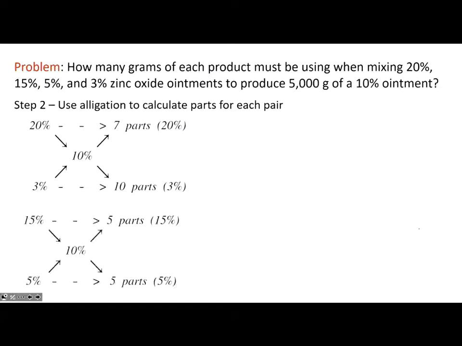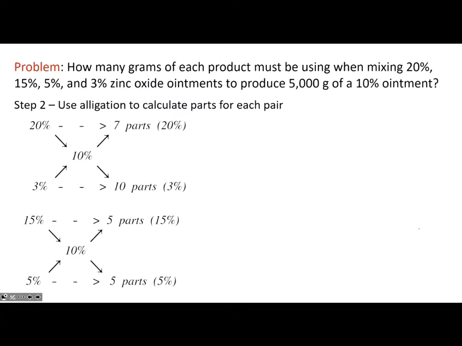Okay? So far, so good. Let's do the second alligation. We said the 2 combinations were the 15 and the 5. So 15 is the high percent, 5 is the low, our target is 10. Cross subtract, so again, 15 minus 10 is 5, and that goes across from the 5%. 10 minus 5 is 5, and that goes across from the 15%.